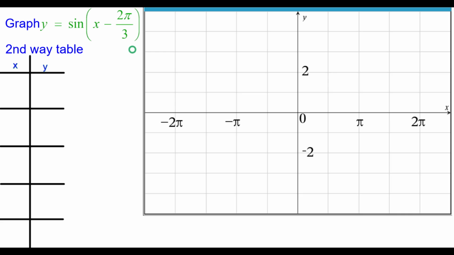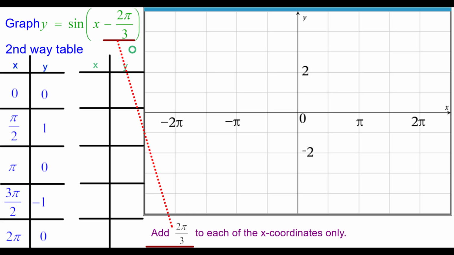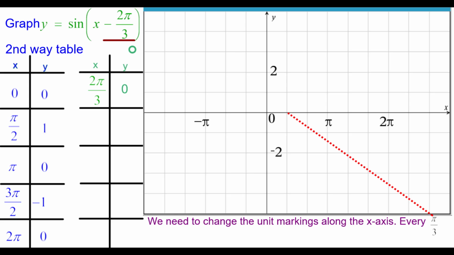Second way is with a table. So here we'll use the axes values, and we're going to ask you to pause to complete the table. These are the values that you should know. We need to create a second table, which we'll do in green here. We're going to need to add 2 pi over 3 to each of the x coordinates. That's the only thing we're going to have to do. So 0 plus 2 pi over 3 is 2 pi over 3. The y coordinates are going to stay the same, but it looks like we're going to need to change the unit markings along the x-axis. So every pi over 3 will be marked off along the x-axis. Pause as needed to make your grid.